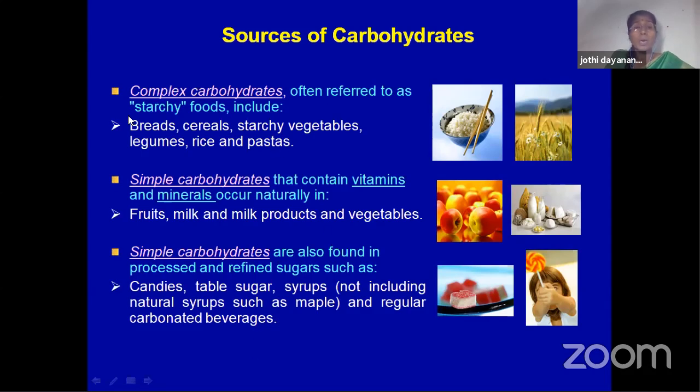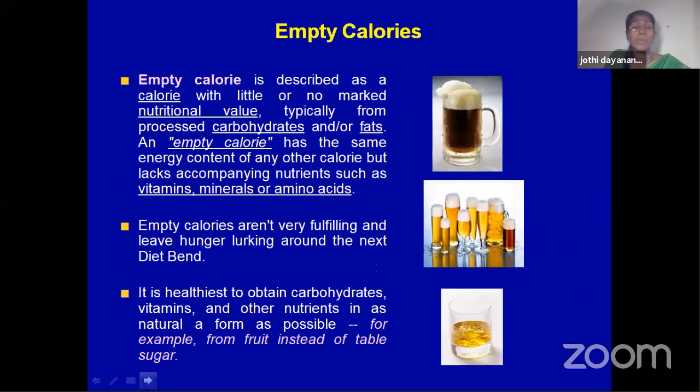Complex carbohydrates are bread, cereals, starchy vegetables, legumes, rice, and pasta. All these things are complex. Simple ones occur naturally in fruits, milk, milk products, and vegetables. Simple carbohydrates are also known as processed and refined sugar, such as table sugar, syrup, candy, jaggery, and honey also becomes part of it. And any carbonated drinks. So what is this carbonated drink when you see it in front of you?